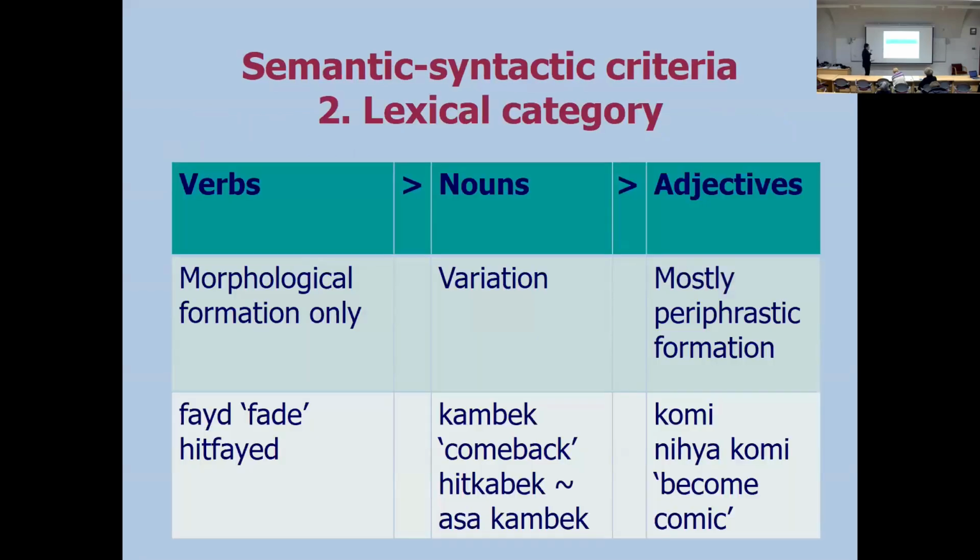Okay, so this is just to summarize the continuum. Like I said, on the one edge of the scale, we have things like hitfayed from fade, which is based directly on a verb. On the other edge of the scale, we have things like komi, to become comic. So we have only the periphrastic construction, nihiya komi. Okay? And in the middle, we have the nouns, where, again, from comeback, we have both hit comeback and asa comeback.